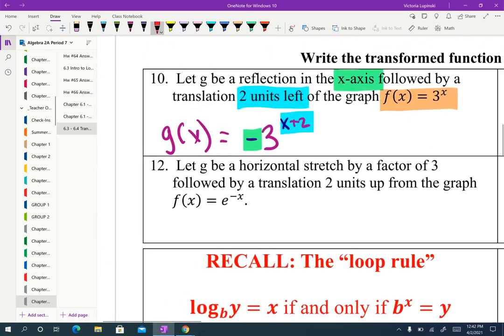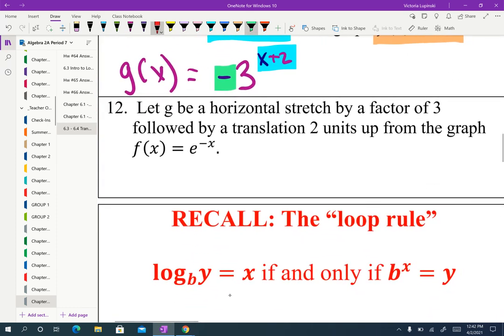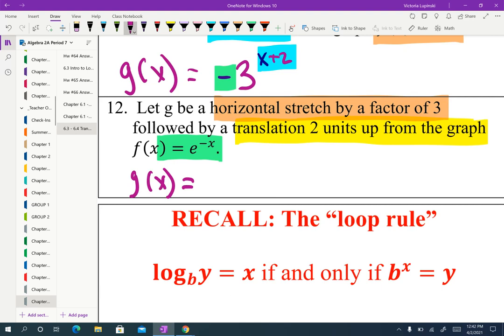Here for number 12, you have e to the -x. Again, notice that you already have a negative here, so you're going to have to make sure that that carries through with you. You're going to have to do a horizontal stretch by 3 and then a translation 2 units up. And again, order is going to matter here. So we're going to go ahead and start off with g of x equals. And we know that it's e to the -x.